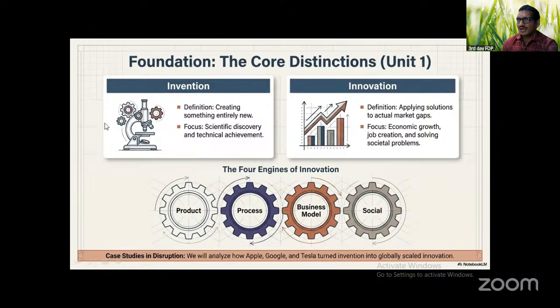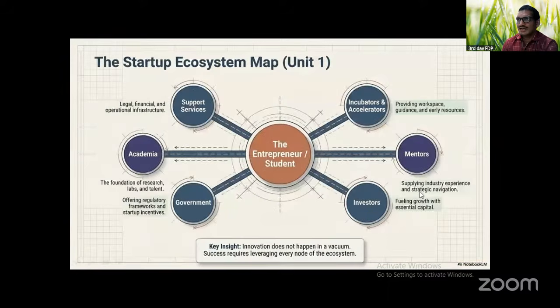First thing is only focusing on creating new things. Next thing is focusing on applying solutions to actual market gaps. And first thing is focused on the scientific discovery. Next, innovation is focused on the economic growth, job creation, and solving society problems. So these are the 4 engines of innovation. One thing is product, process, business model, and social aspects.